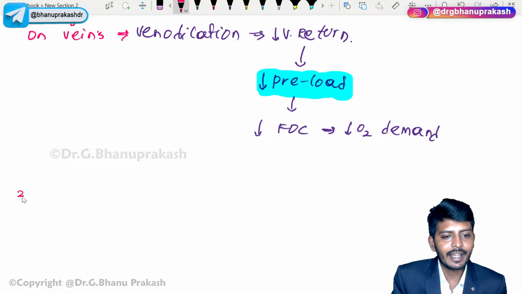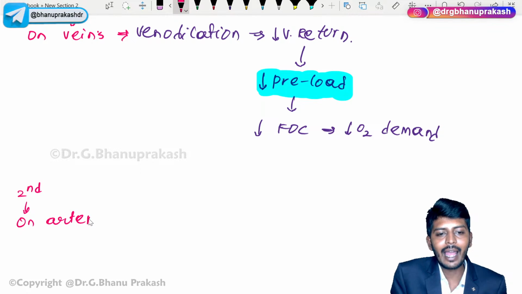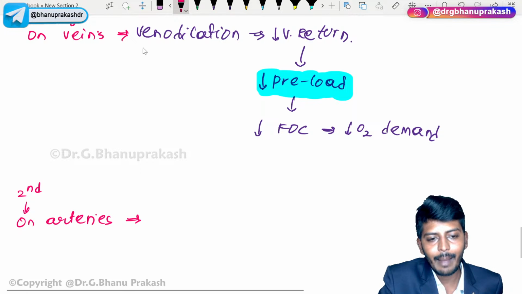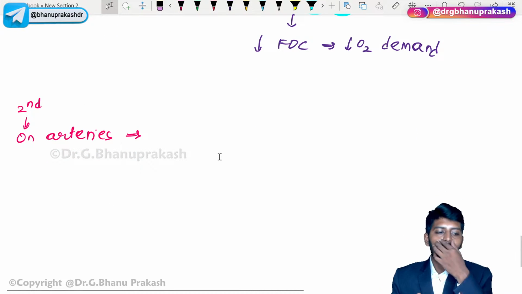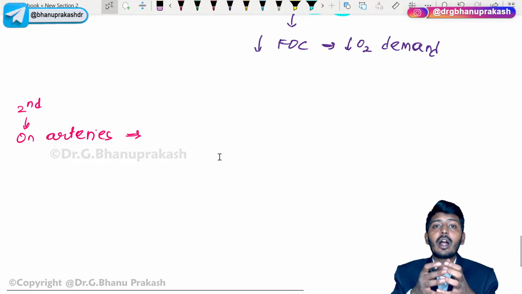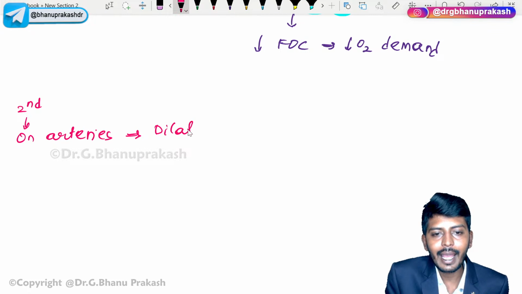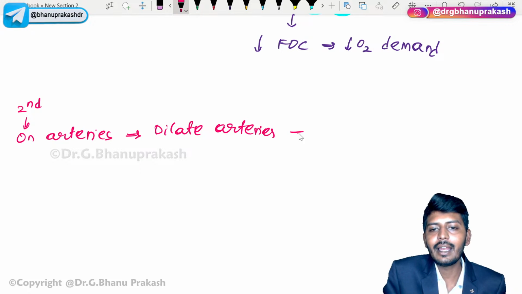The second effect, my dear students, is on your arteries. It will act on the arteries. If it acts on the arteries, all the arteries will also undergo vasodilation. So it will dilate the arteries. If arteries are dilated, automatically that will decrease the afterload.